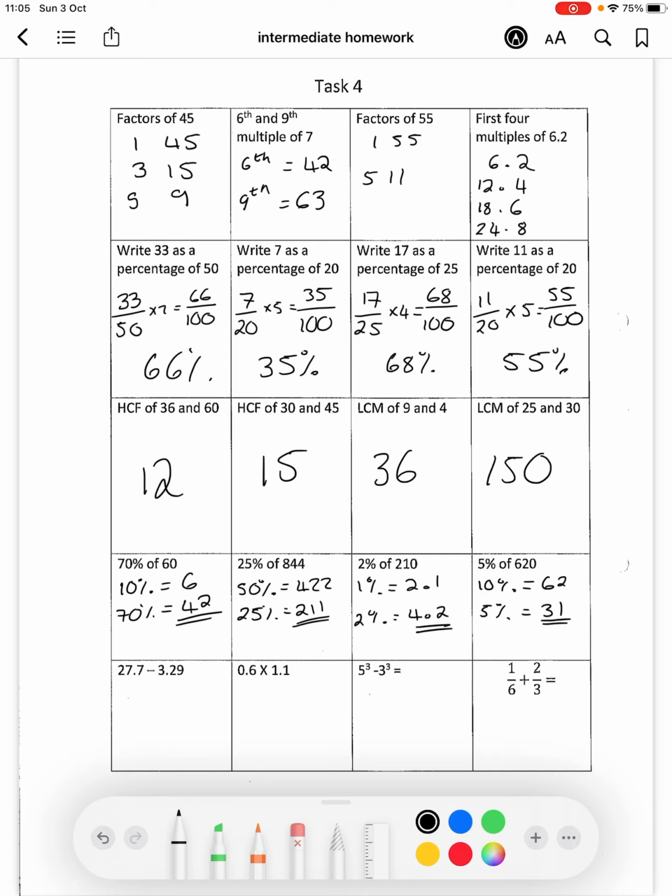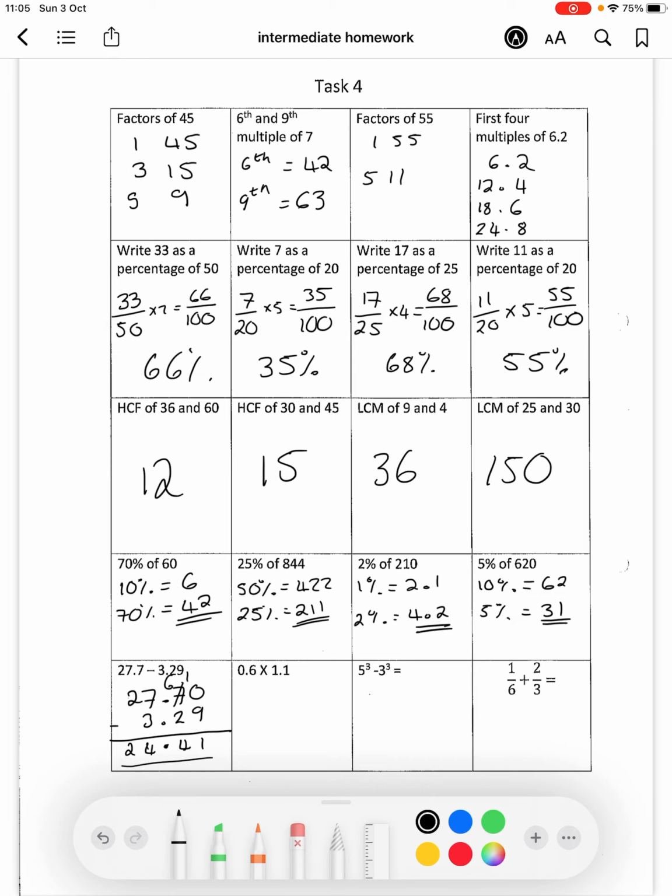A bit of subtracting decimals, so don't forget to write these on top of each other. So we've got 27.7, take away 3.29, you have to line up your decimals, there's invisible zeros, don't forget. 0 take away 9, we can't do it, we've got to borrow. 10 take away 9 is 1, 6 take away 2 is 4, decimal just moves straight down. 7 take away 3 is 4, and our 2 take away nothing is 2, so it's 24.41.